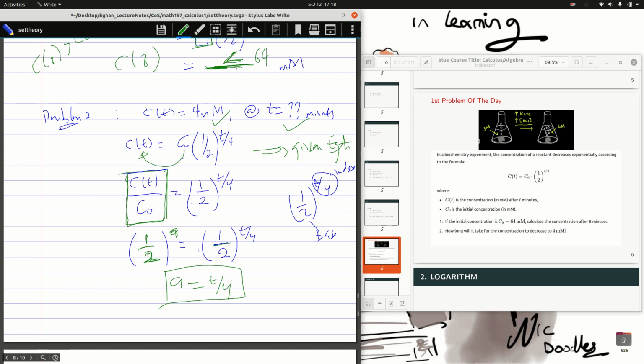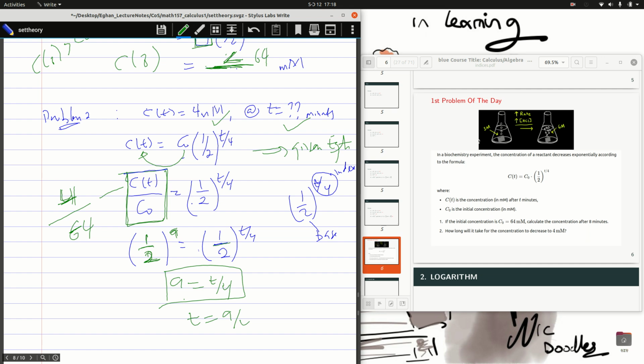So your question is, what is A? You know the value of CT is given. The value of C naught is given. It was 64. So what is A? CT is given as 4. If I'm able to compare, that means my T is A over 4, and I can find the value of T. So in the comment section, give me the value of A and the value of T. If your A is wrong, your T would be wrong. That is it. We are comparing coefficients or the indexes because we will have the same base.